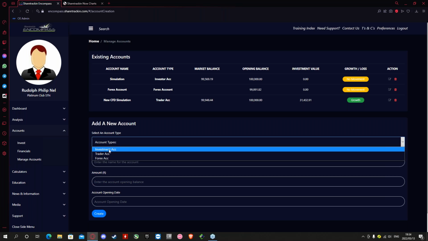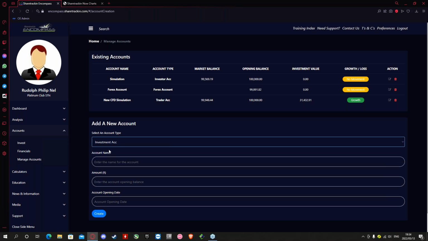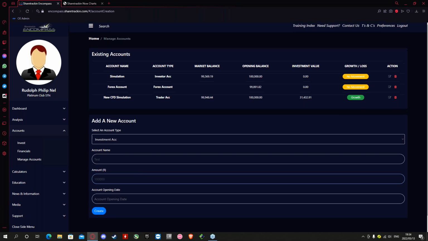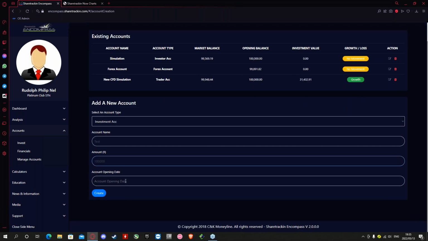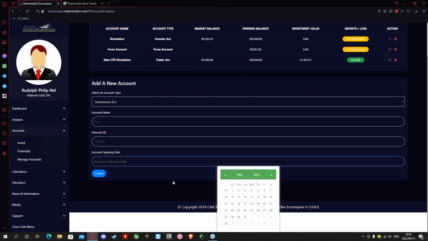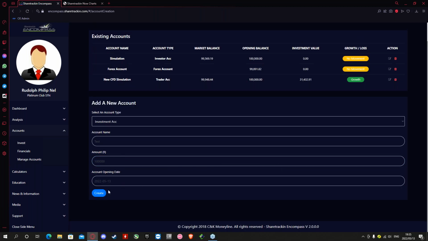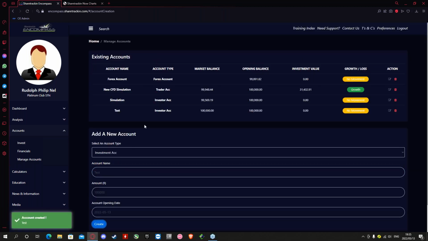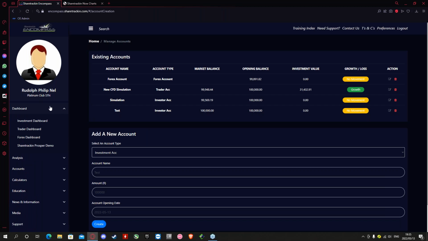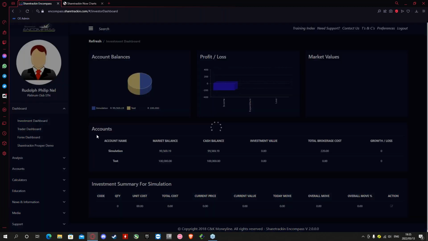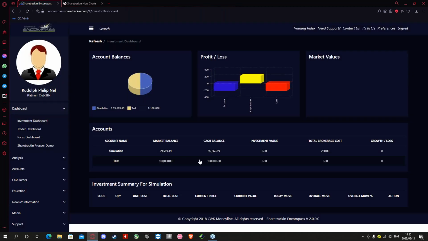So if I want to create an extra investment account, I can just click on investment and give it a name. So let's name this one test. Give it an amount, so you can put in 100,000 or any amount that you would want to, and then your account opening date, which would be today, the 13th, and then we just click on create. It'll create that extra test account for you with your 100,000 in your invest account. So if I go back to my investment dashboard, there's my extra test account.